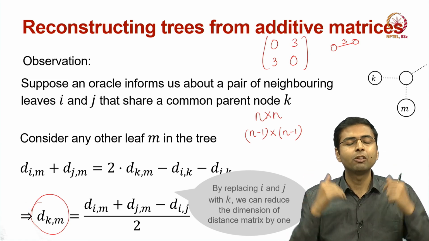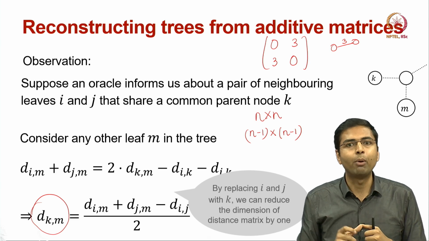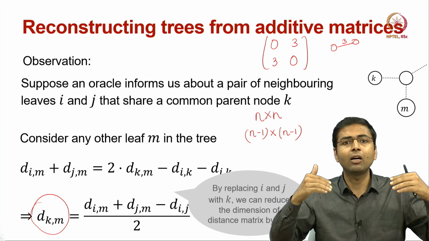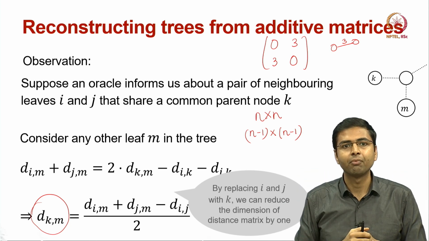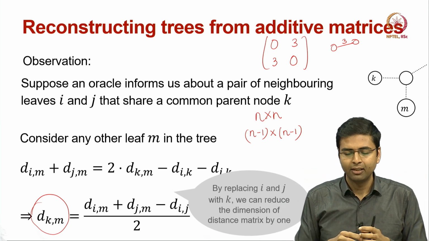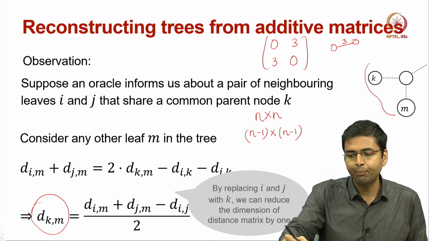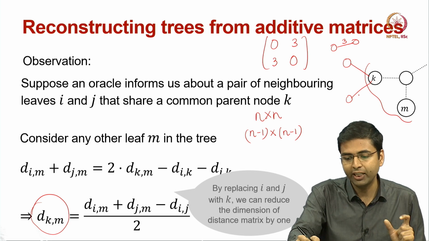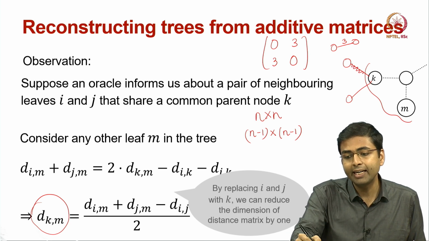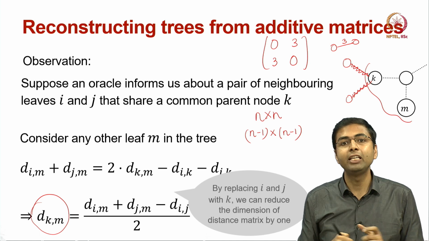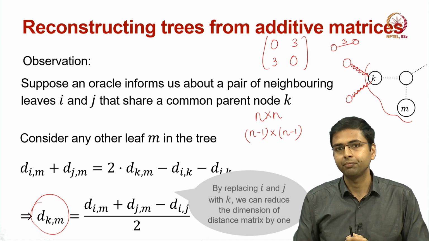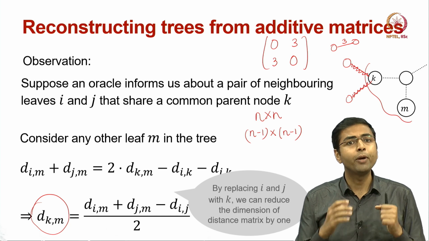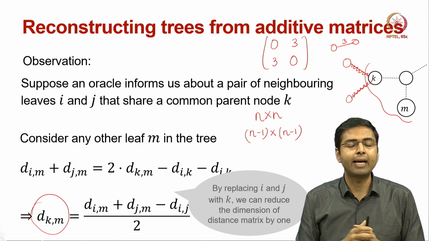So by reducing the dimension of the matrix by 1, we have a simpler problem to solve, and then we can continue to expand and reconstruct the original tree with n leaves. Once we have solved the simpler problem, we can bring back i and j, because we know that i and j are neighboring leaves, and we can easily identify the edge weights of these two nodes based on the given information. So, that is the intuition of how we are going to work, and let me formalize this idea in the next few slides.